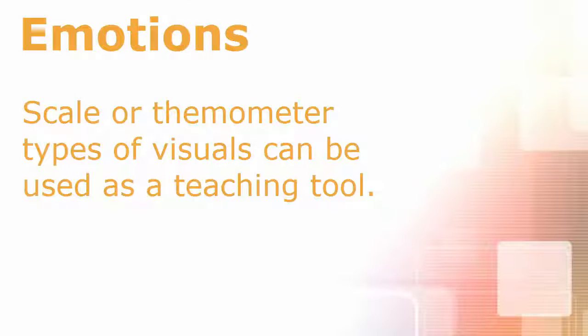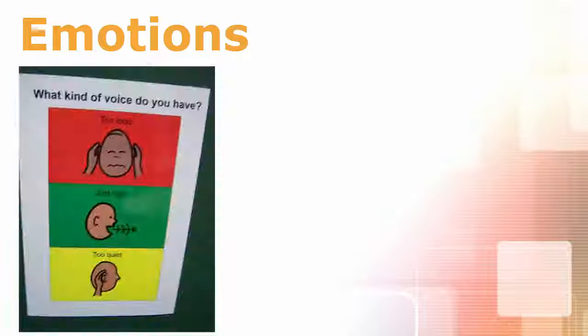Typically, scale or thermometer types of visuals can be used to help a child understand the nuances between different sounds and feelings. With a voice volume scale, a 5 is the kind of voice we might use on the playground, while a 3 is for the classroom, 2 is for the library, and a 1 is whispering in someone's ear. These types of visuals can also be the first step in helping a child learn how to regulate from being really angry to being really calm.